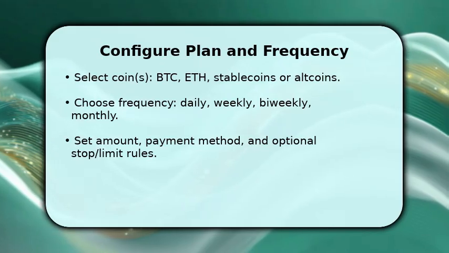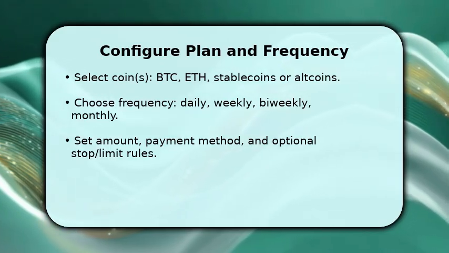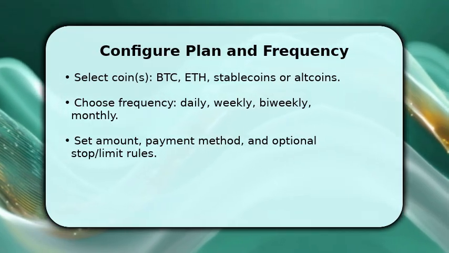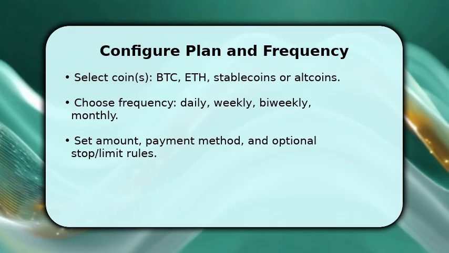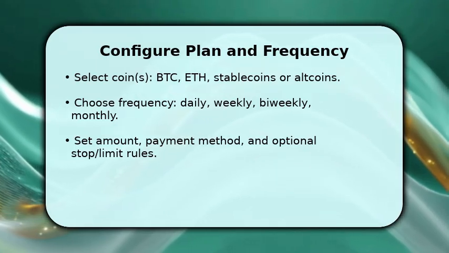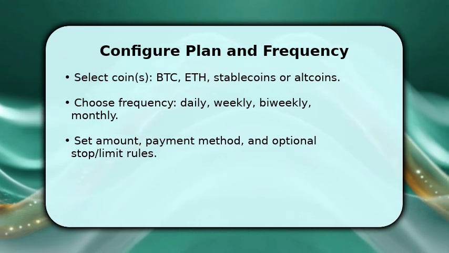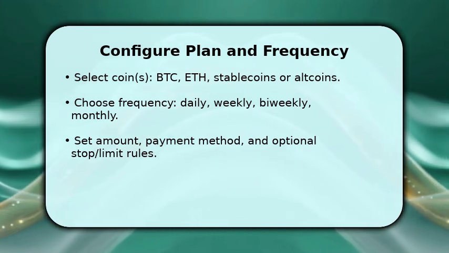Make sure to enter the exact purchase amount and confirm the linked payment method for each interval. If available, enable advanced options like purchase windows or minimum/maximum limits. This ensures purchases execute even when prices fluctuate and helps maintain discipline over emotional trading.